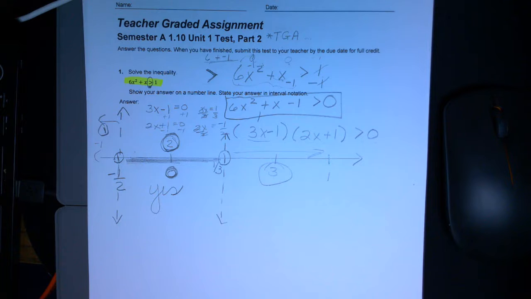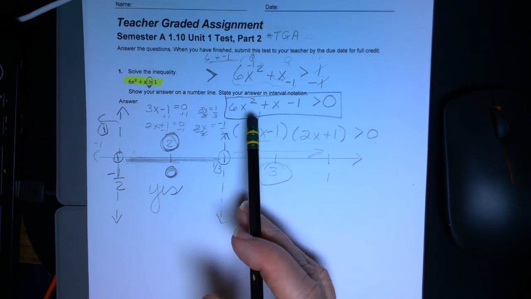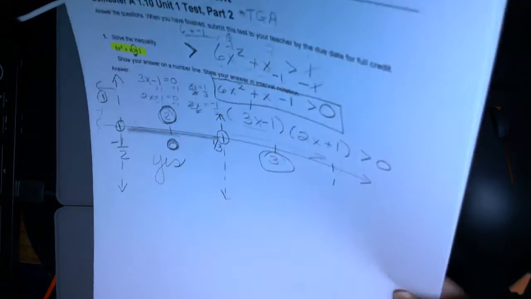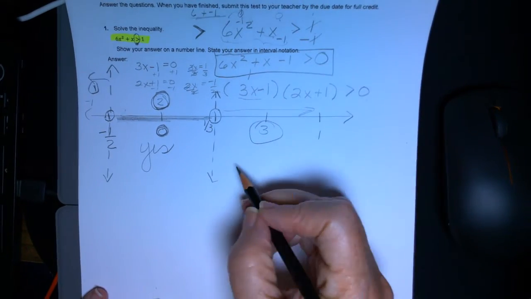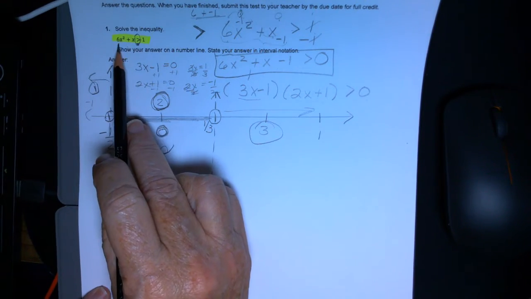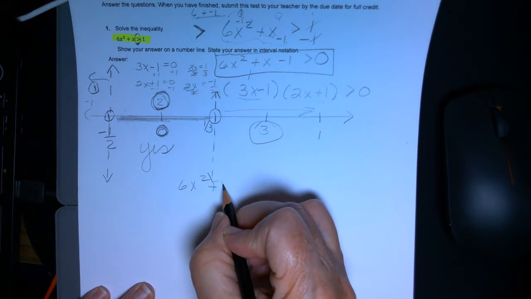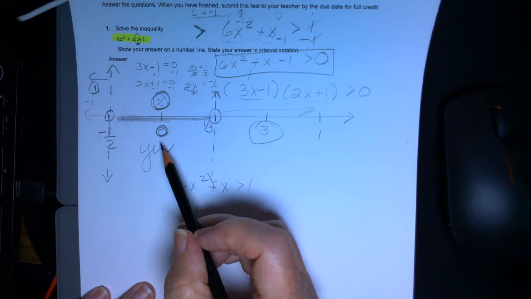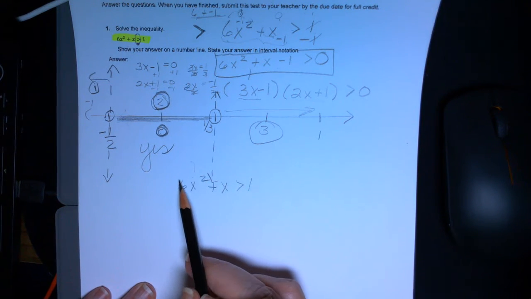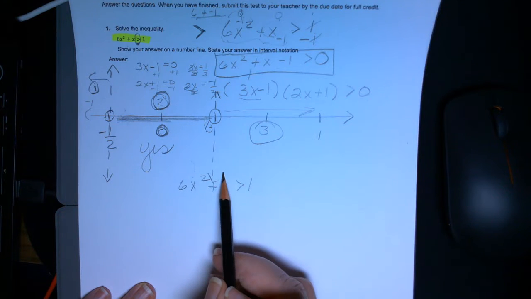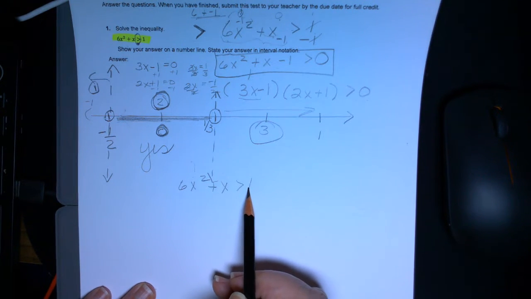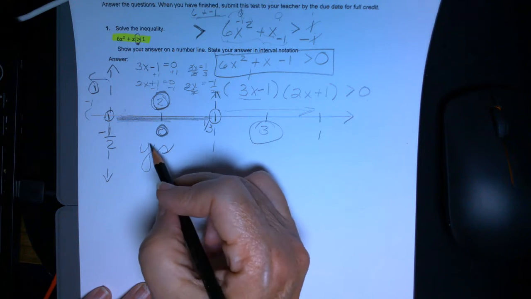Let's look at that for a minute. Let me go back and look at this. It's going too fast, so let me move up and rewrite this. We're looking at 6x squared, go back to the original, plus x greater than 1. So we're going to put that 0 in here for x. 0 squared is 0, 0 times 6 is 0, plus 0 is 0. Is 0 greater than 1? 0 is not greater than 1, so this is no.